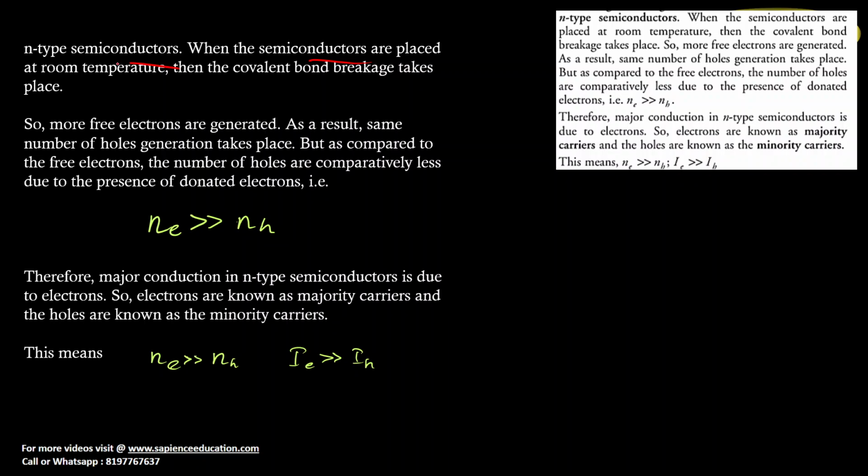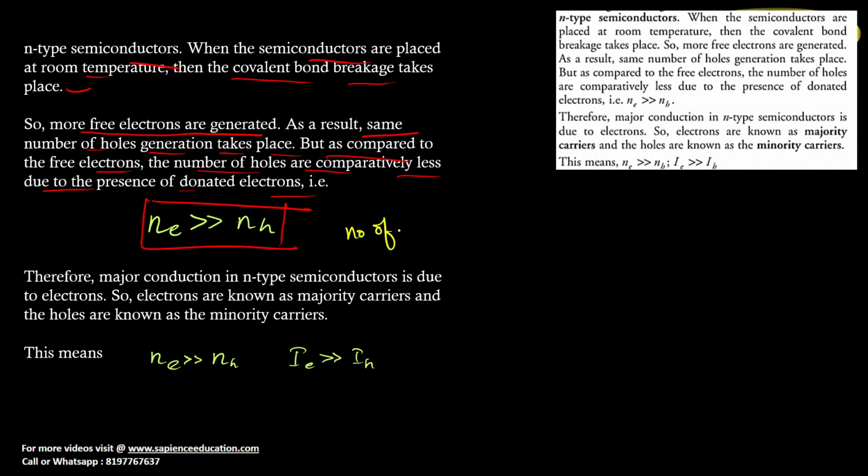When the semiconductor is placed at room temperature, covalent bonds break, so more free electrons are generated. As a result, electron-hole pair generation takes place, but as compared to the free electrons, the number of holes is less due to the presence of donated electrons. Since donated electrons are extra, we can say that the number of electrons will be more, right?